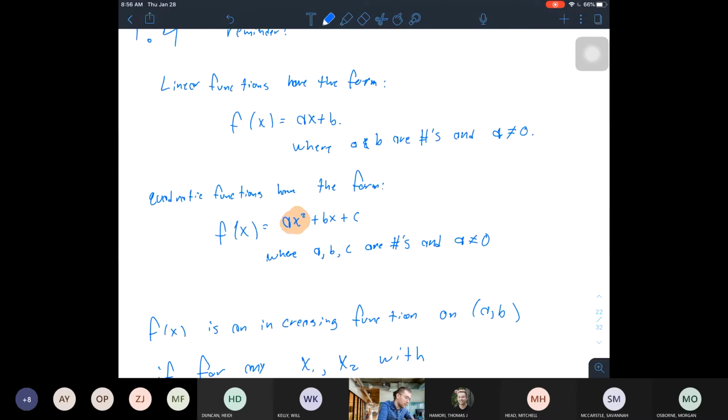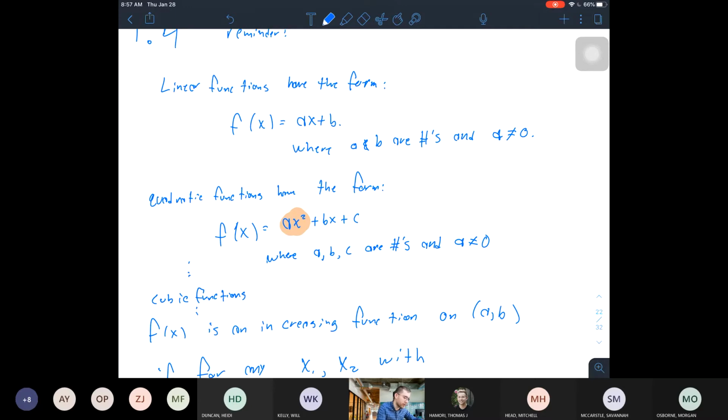So you can keep playing this game if you want. You can go cubic functions and so on and so forth.